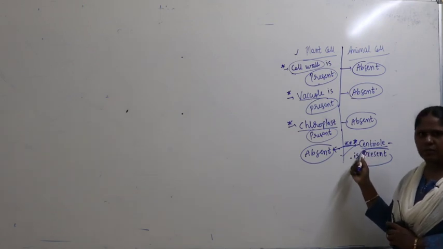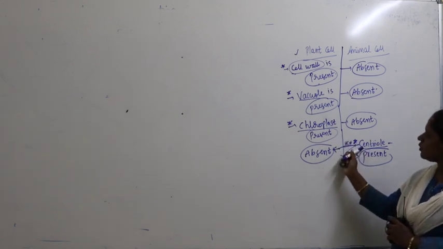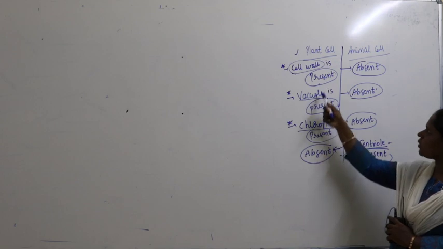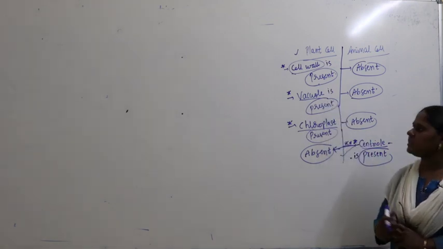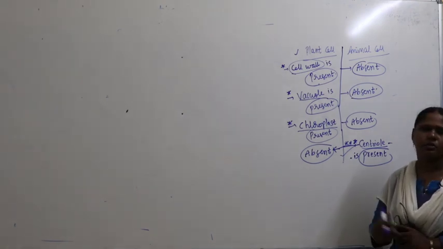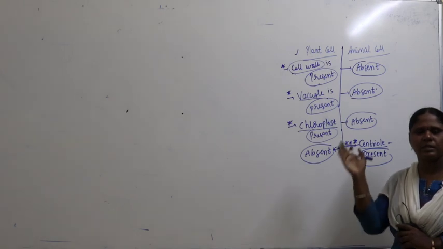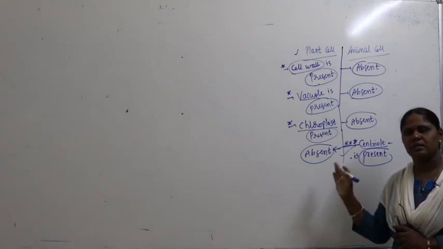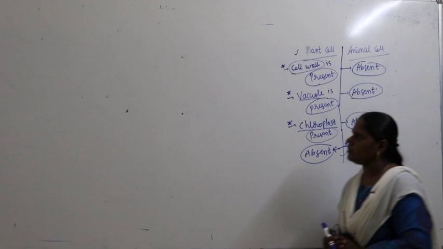Then let us discuss centrioles, and I will show you not only centriole, I will show you the chloroplast, vacuole, cell wall, and let us make a clear difference. Let us revise once the basics. Clearly diagrammatic representation of plant and animals. Let us see what is present in plant and let us see what is present in animal.